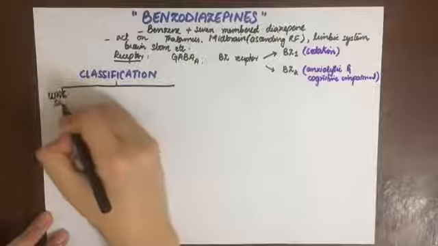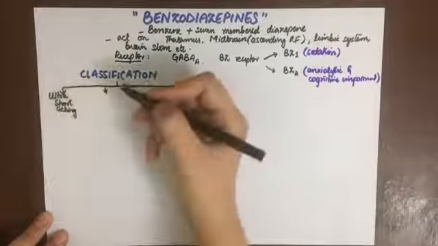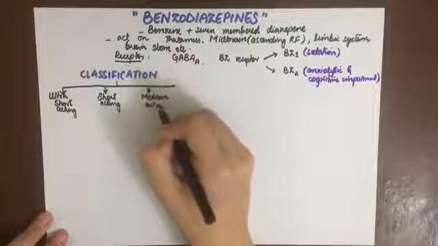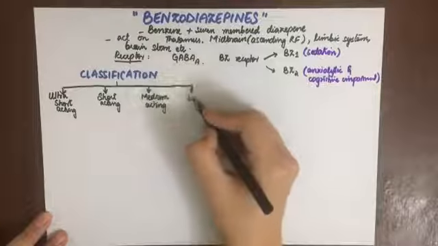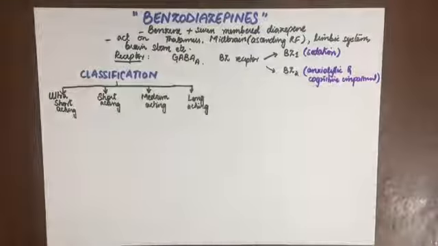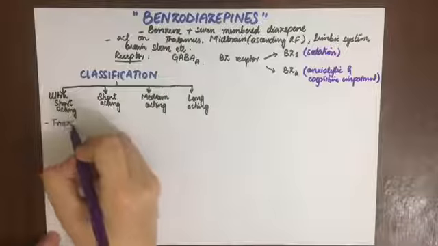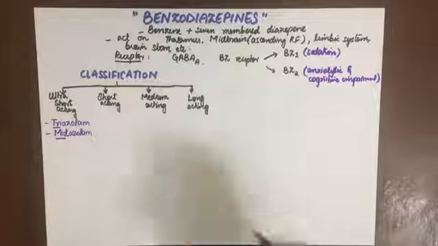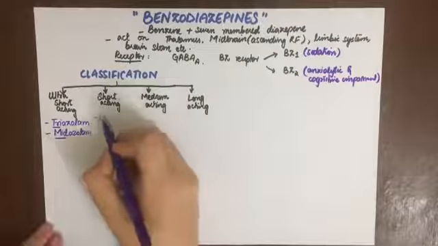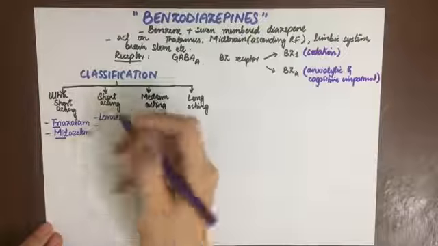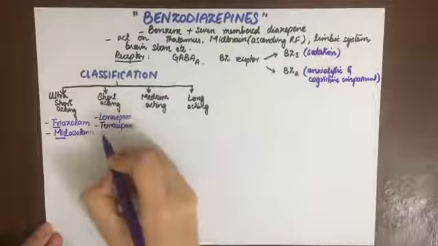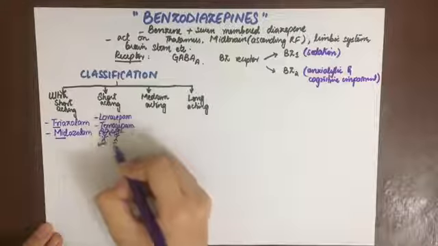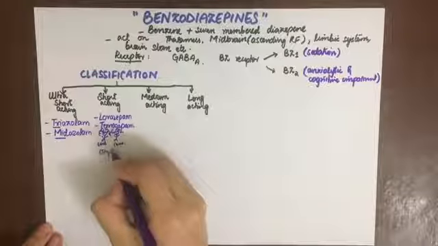Benzodiazepines are divided into 4 groups: ultra short acting, short acting, medium acting, and long acting benzodiazepines. Ultra short acting benzodiazepines are triazolam and midazolam. I remember it with tri-mid. Short acting are lorazepam and temazepam. I remember them with two short friends. One's name is Laura and the other is Tima. Laura and Tima are two short friends.